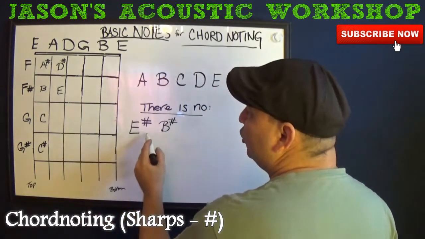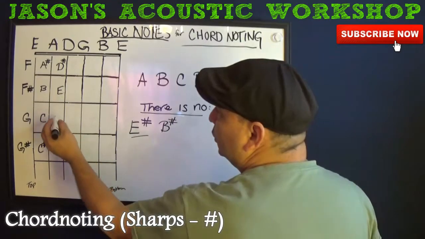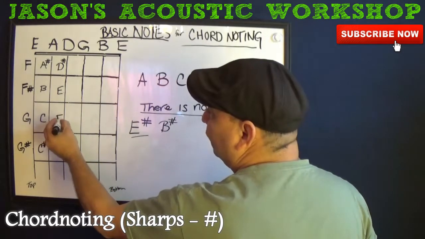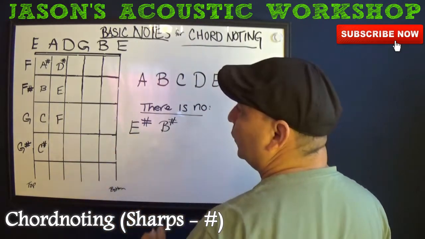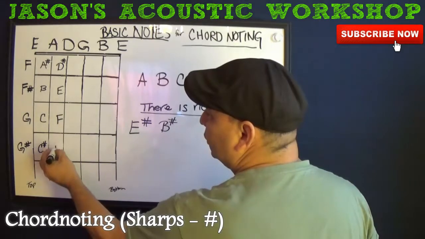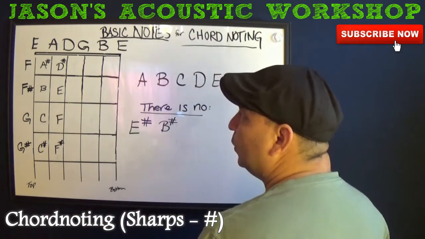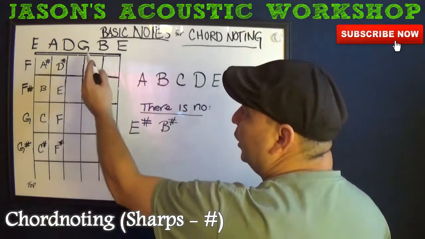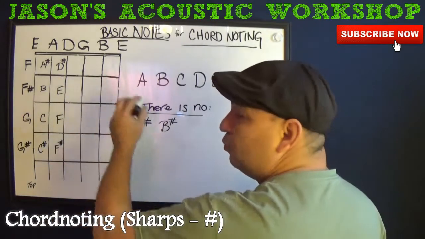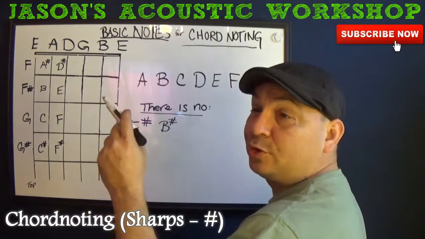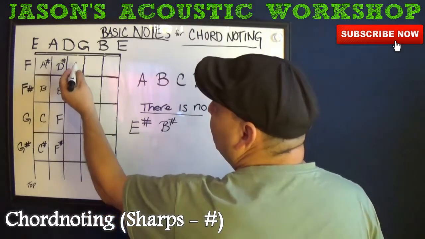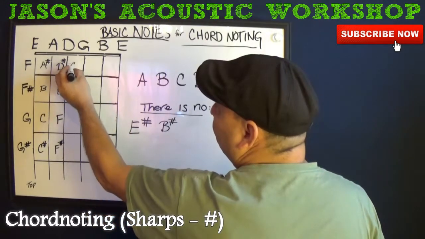Now like I said, there's no E sharp. So E goes to F. And of course to F sharp. Alright, third string. The G string. G string. You have G sharp.